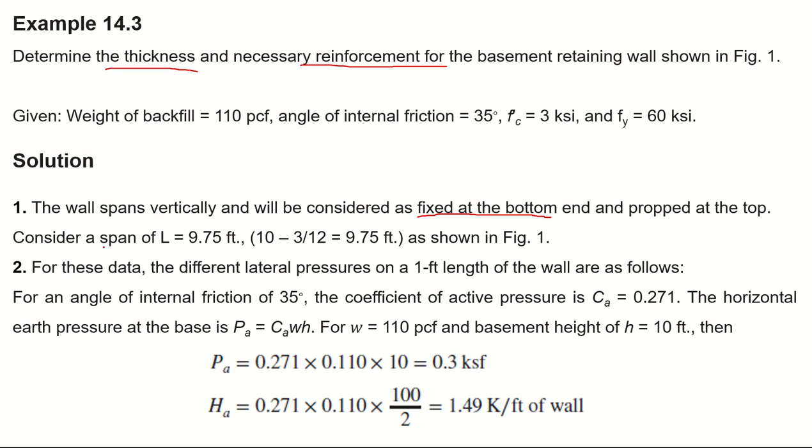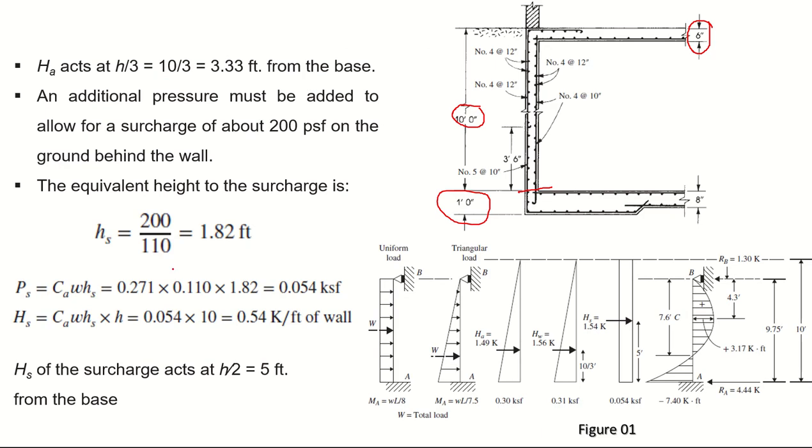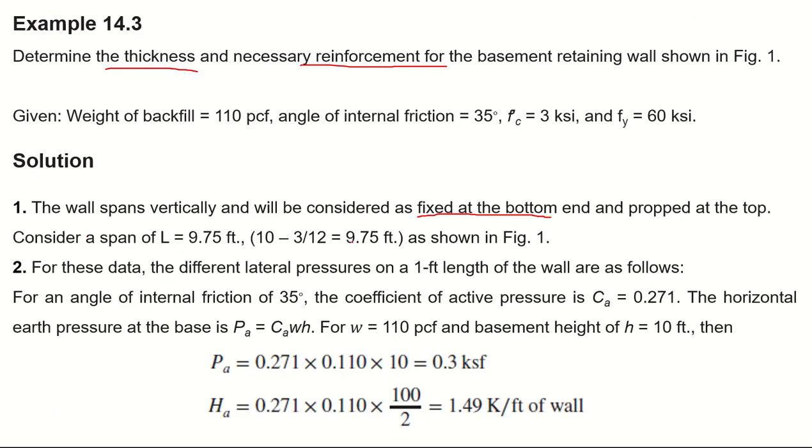Okay, so consider a span of 9.75 feet. As I told you, this 10 feet includes the thickness of this slab. So we are taking from the center of the slab, which will be 3 inches. We deduct this 3 inches from this 10 feet and we get 9.75 feet, as shown in figure 1.